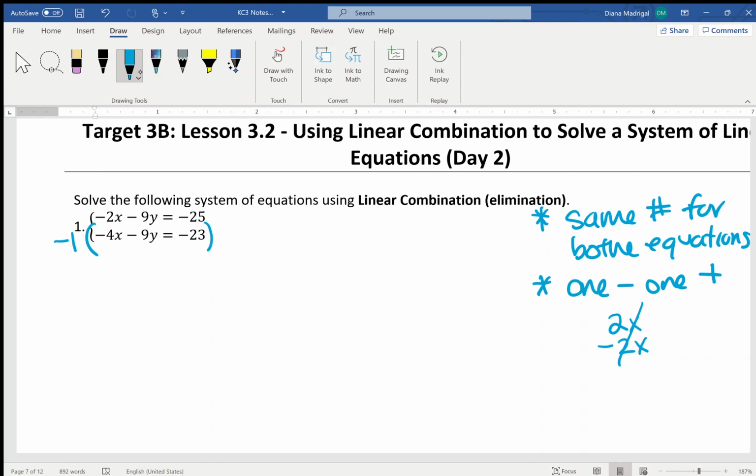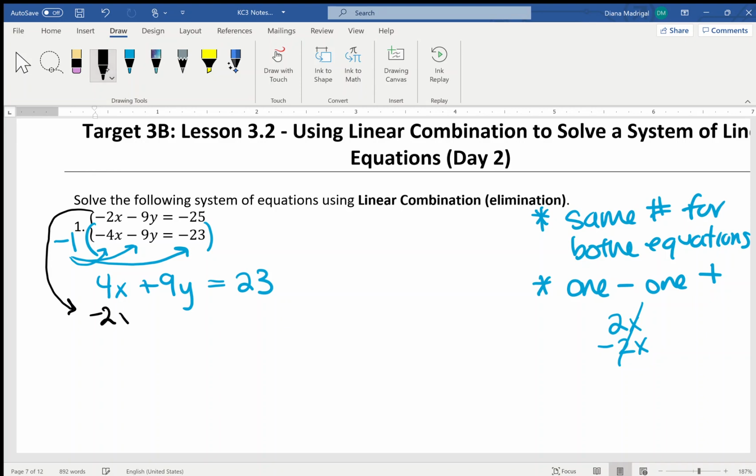So I am going to do distribution. Negative 1 times negative 4 gives me positive 4x. Negative 1 times negative 9 gives me positive 9y. Negative 1 times negative 23 gives me positive 23. All I'm going to do now is bring down the first equation that I didn't do anything to. I'm just bringing it down to the new equation that I made. So negative 2x minus 9y equals negative 25.